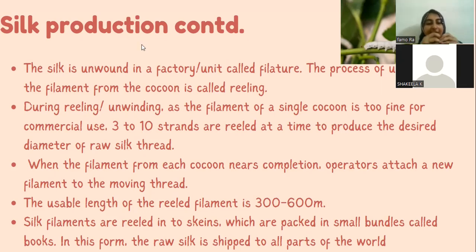And at least 300 to 600 meters of these filaments are prepared. So silk filaments are reeled into skeins, which are packed in small bundles called books. Just like when we spoke about cotton, how it is ginned and then packed as bales, right? Here, silk filaments are reeled into skeins. So in cotton, it was lint. Here it is skeins, okay, which are packed in small bundles called books.